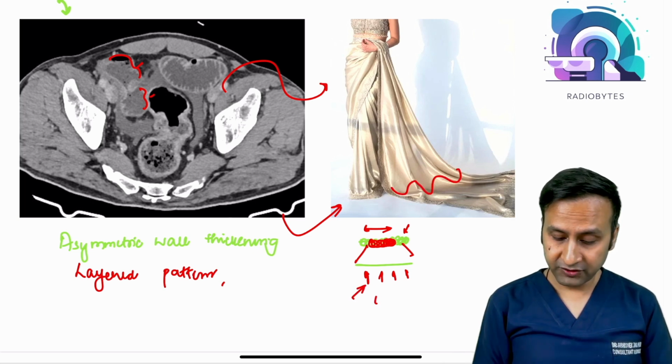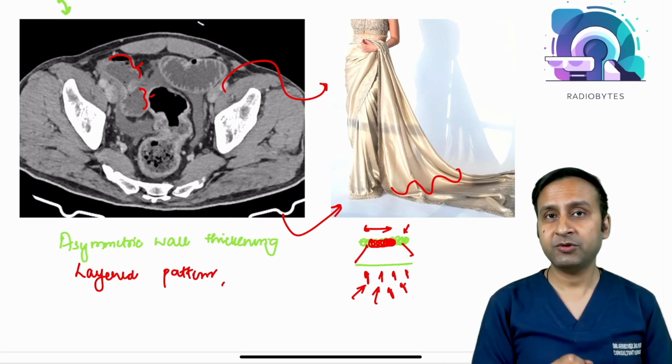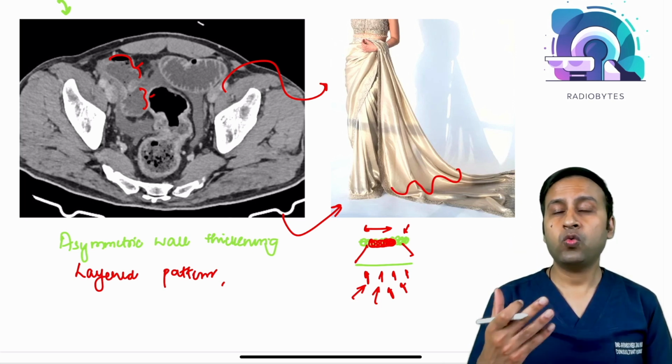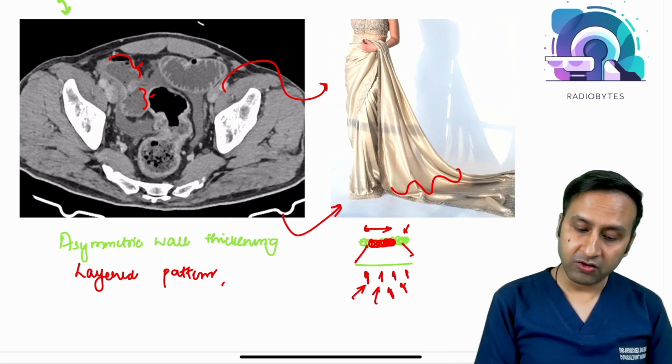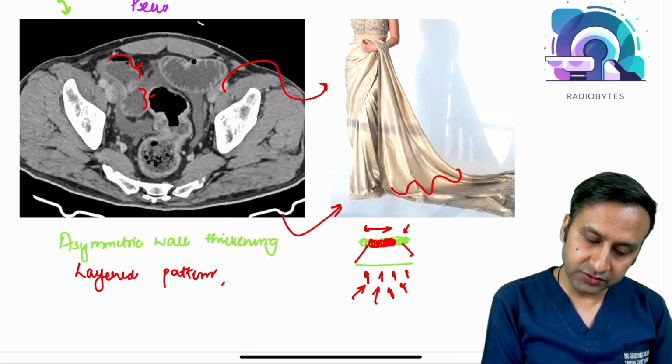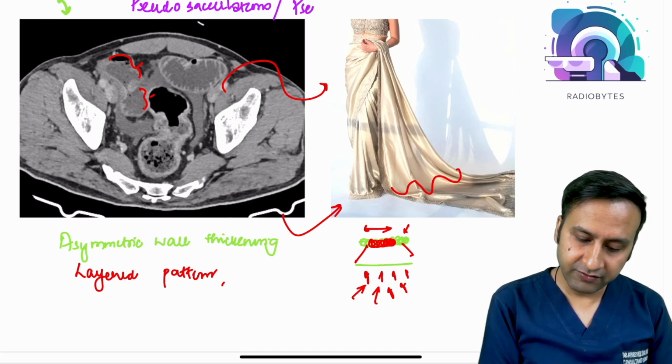This phenomenon, which occurs in inflammatory bowel disease, in which there is asymmetric mural thickening, and because of fibrosis of the wall, there is overhanging of the mesenteric aspect of the bowel, is called the formation of pseudosaculations or pseudodiverticulations.